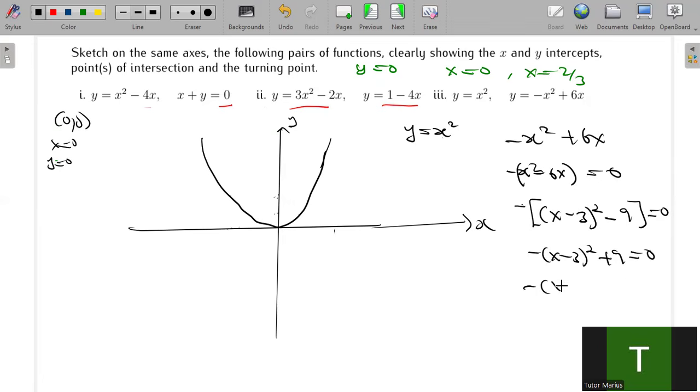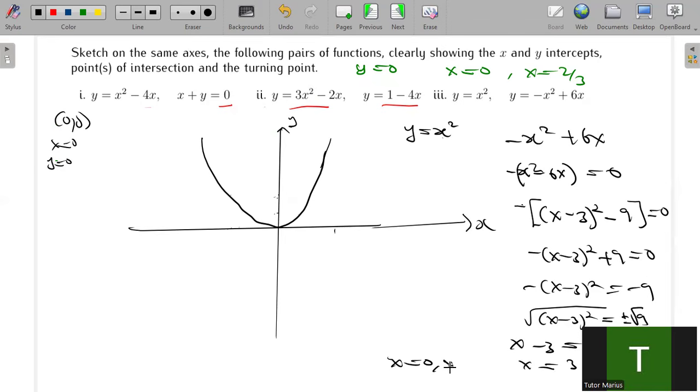Take it to the other side, I have (x minus 3) squared is equal to negative 9. Divide by the negative, I get (x minus 3) squared is equal to 9. Then get the square root, plus or minus, and you have x minus 3 is equal to plus or minus 3, and then you have x is equal to 3 plus or minus 3. So when I subtract, I get x equal to 0. But when I add, I just get x is equal to what? To 6. So those are my intercepts. So these are the x-intercepts for that second one there.